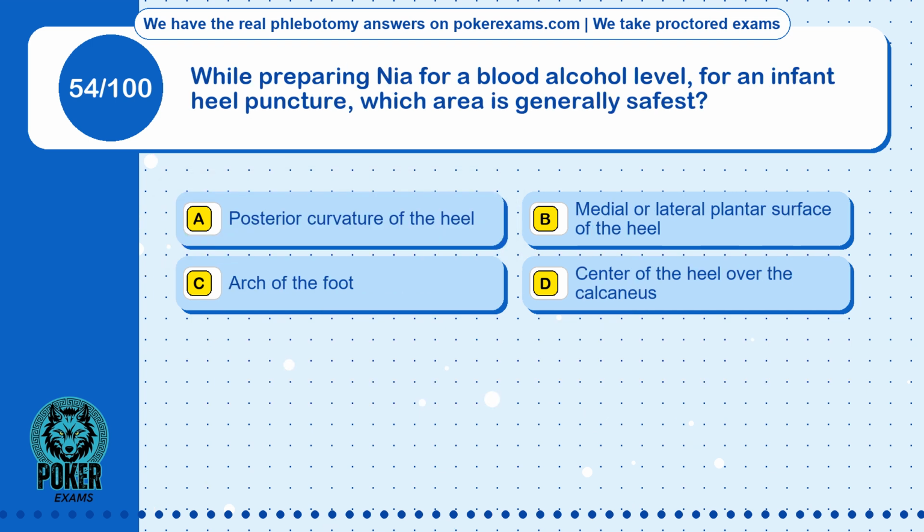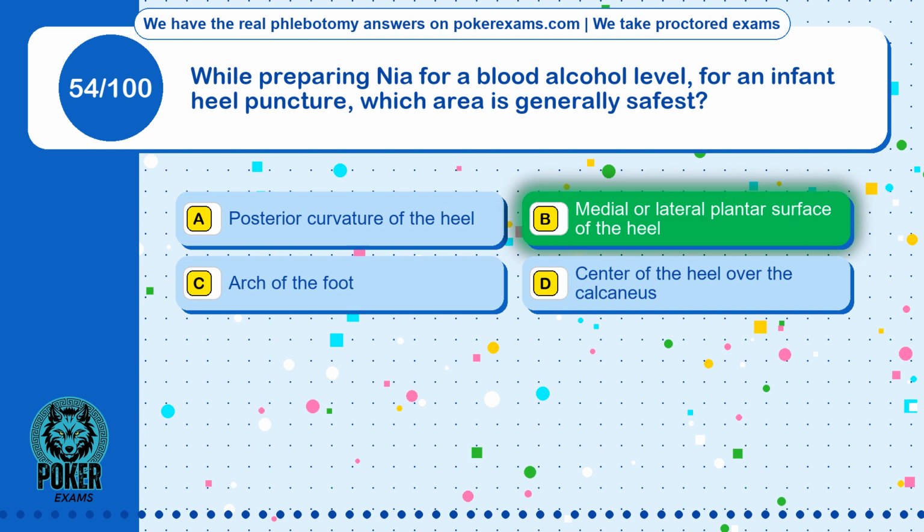Question 54. While preparing for a blood alcohol level, for an infant heel puncture, which area is generally safest? Option A. Posterior curvature of the heel. Option B. Medial or lateral plantar surface of the heel. Option C. Arch of the foot. Option D. Center of the heel over the calcaneus.